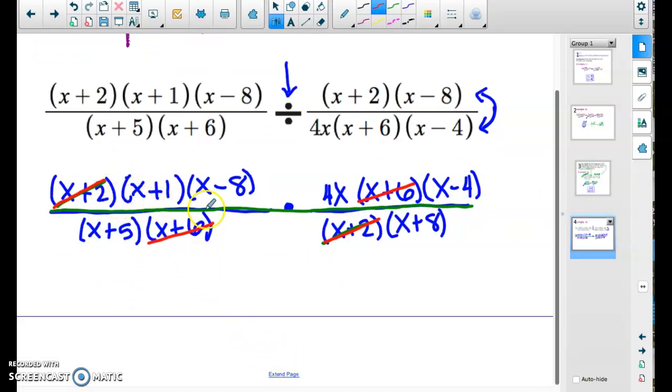I'm going to now rewrite all of the factors that are remaining in the numerator and on the denominator. So typically we would write this 4x first. Because it's not in parentheses, we would typically write 4x. So I've got this one marked. I've got that written down. I'm going to write down the x plus 1. Got that one. I'm just checking them off so I know which ones I've written. I've got an x minus 8 and an x minus 4.